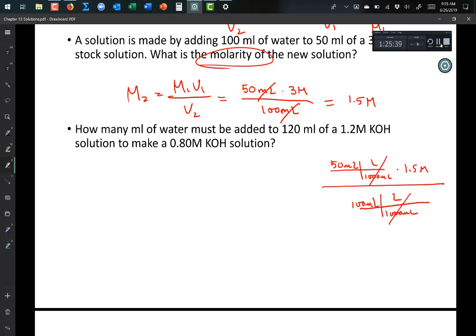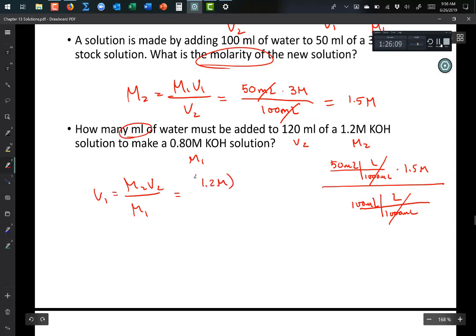Okay, so 120 milliliters. I'm going to call that V2 just to make you mad. And then this is M2 and this is M1. All right, and so what do I want? I want V1. So V1 is equal to M2V2 over M1. And then I'm going to just plug in numbers like 1.2 molar and 120 milliliters and 0.80 molar, right? You notice I didn't do the conversion again, right? I looked ahead and I knew I wanted milliliters. The molarities will cancel out. So just look at your units. You don't have to do any conversions. You're done.